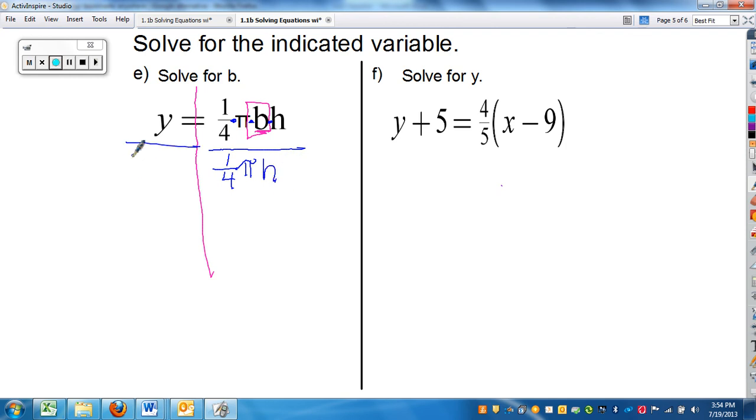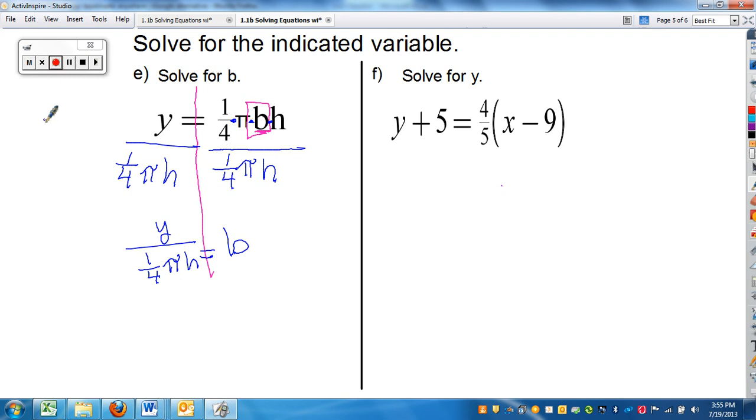And then I have to balance my equation, so I'm going to do that to the other side. So I have Y divided by 1/4 pi H equals B. Now taking a look, one of the big math no-nos, there's several of them, but one of the biggest ones is that you cannot have a fraction in the denominator. It is considered improper in the math world. So right here we need to move the 1/4 or get rid of the fraction in the denominator.